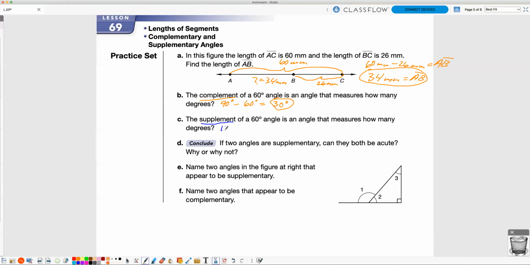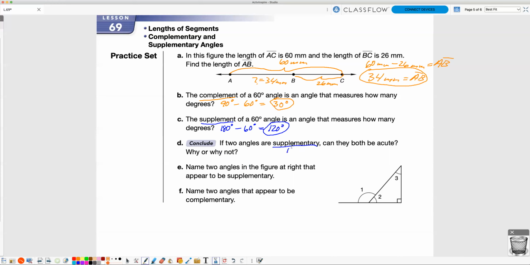Letter C, the supplement of a 60 degree angle is an angle that measures how many degrees? Remember, the supplement has to add up to 180 degrees. So if we already have 60 degrees, we need another angle that will add up to 120 degrees, because 120 plus 60 makes 180 degrees. Letter D, if two angles are supplementary, can both be acute? Why or why not?